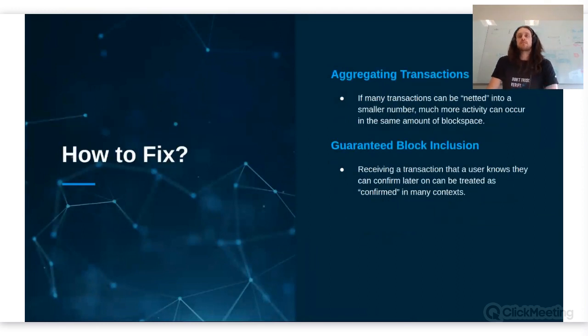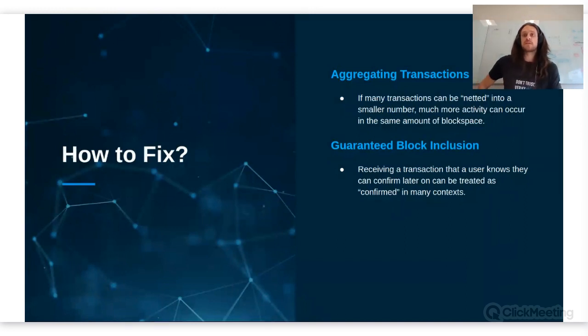So how do we fix this? We basically need a way to aggregate transactions. That is, if we can make a lot of transactions, add them together, and then stick those on the blockchain in a single transaction, this is going to allow us to save a lot of block space and have more transactions.